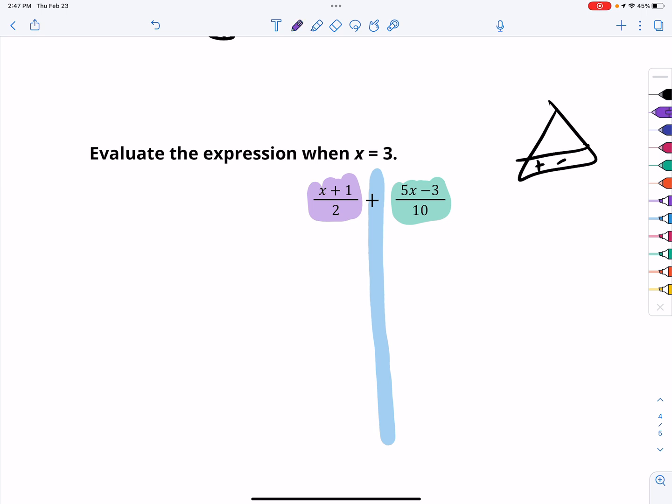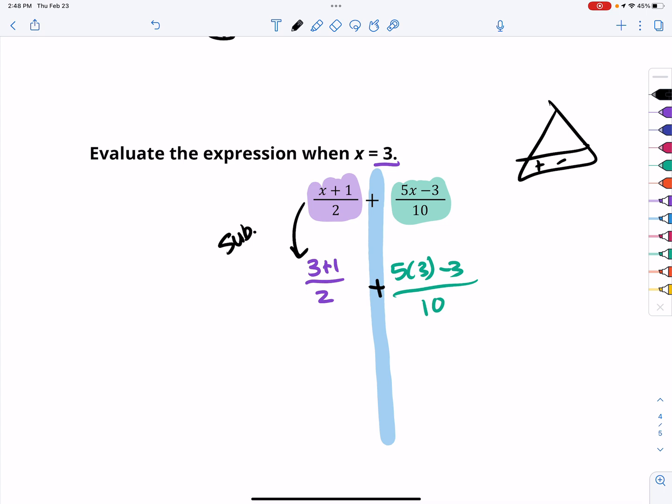So I'm going to rewrite this, and I'm going to keep my color codes together. We're substituting 3 in for x, so we have 3 plus 1 over 2. And I'm going to substitute 3 in for x on the green side: 5 times 3 minus 3, all over 10. And we know that we still need to add those together at the end. So here I just did my substitution.